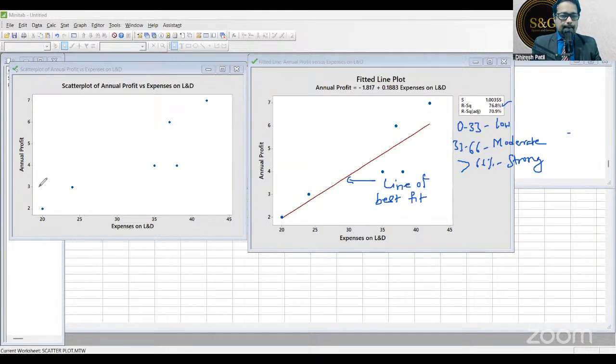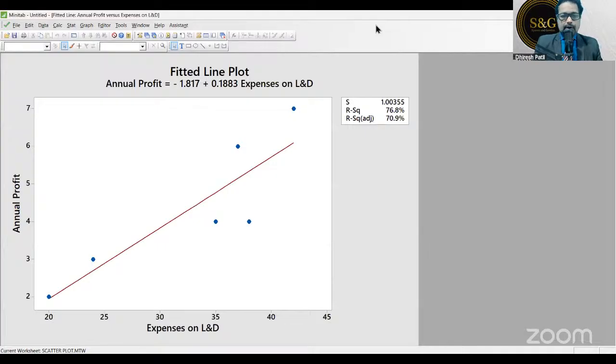Now, let me just quickly expand this one so that we'll go a little further. So what is the difference between correlation and regression? This is the most important difference. Along with that, we get an equation. This is the equation. This is called the regression equation. Regression or prediction equation. What is that? Prediction equation.